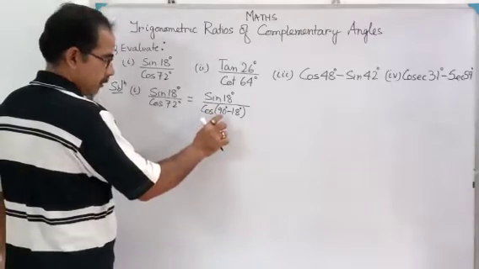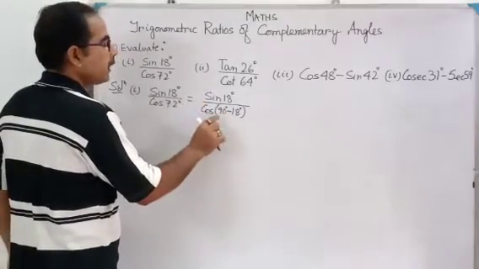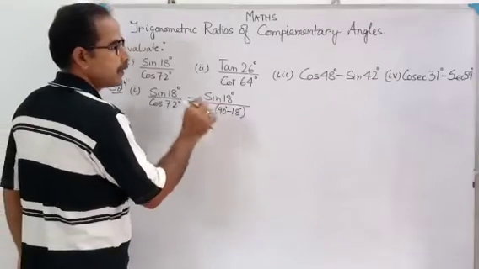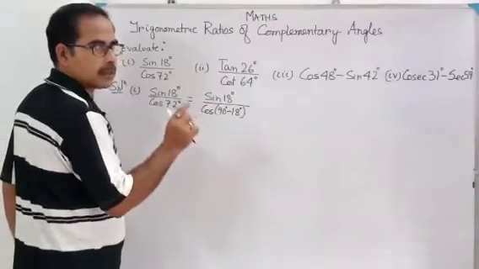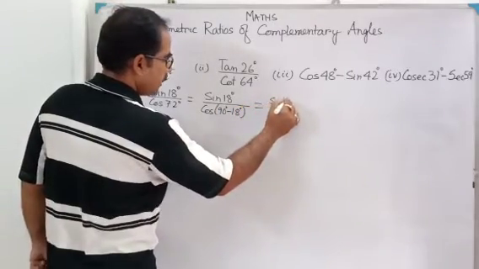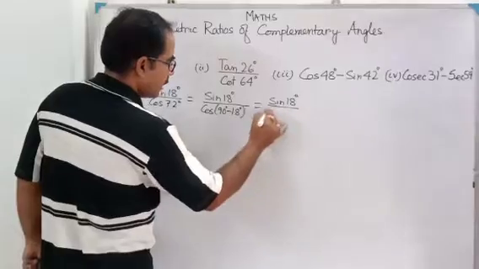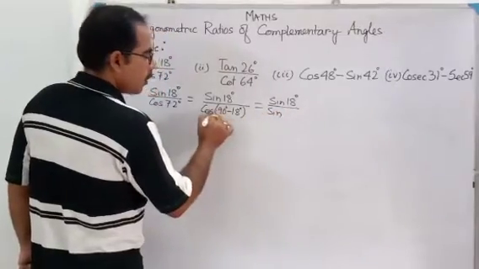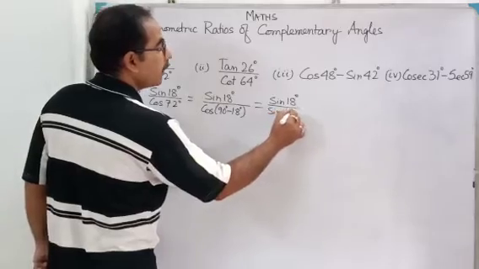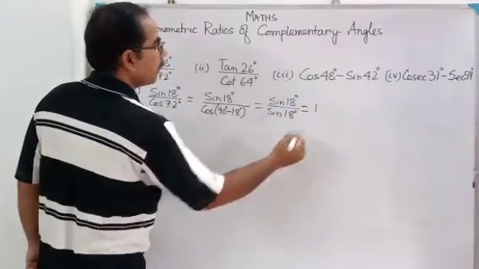Now look here. This is okay. Now a few minutes back I told you cos 90 minus theta. Cos 90 minus theta is equal to what? Sin theta. So that can be written as sin 18 degree by sin 18 degree, since cos 90 minus theta is sin theta, and theta here is 18 degree. So ultimately you are getting 1.